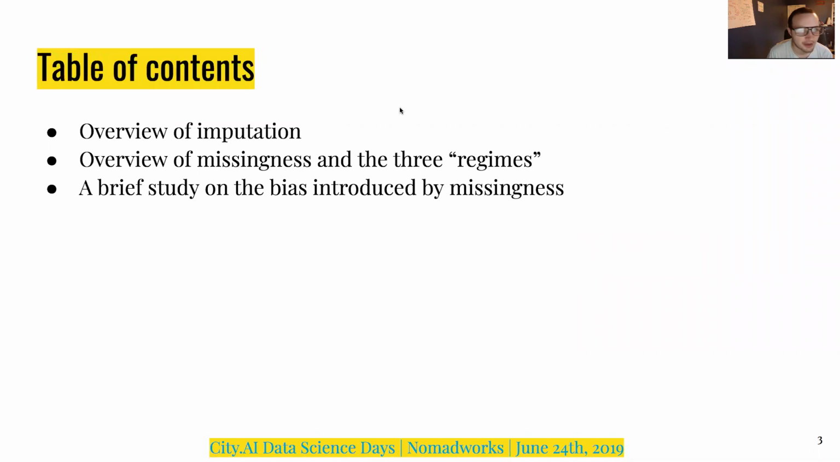I'm just going to have a brief overview of imputation, an overview of missingness, and the three regimes, the three different ways data can be missing, and a brief study on the bias introduced when you impute missing data.